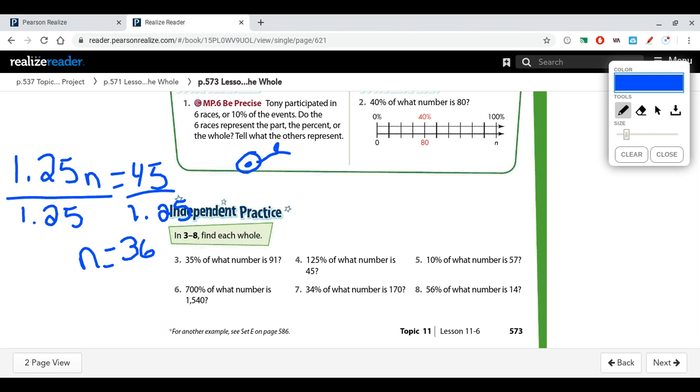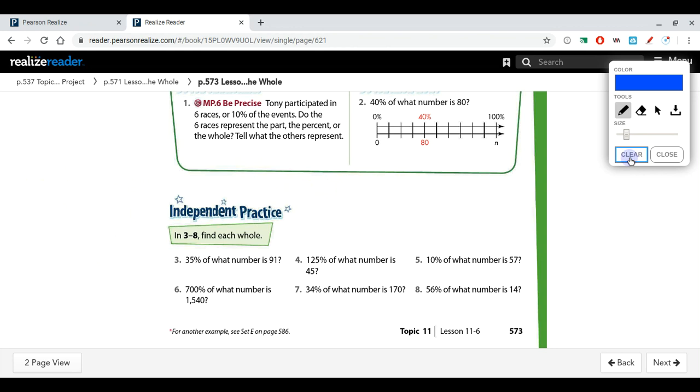Then I do my proof. I have 1 and 25/100 times 36 equals 45. Well, I have 45 equals 45, so my equation balances out. All right, so there was number 4 done for you. You're not going to be doing number 4, but I should see your answer and work there.